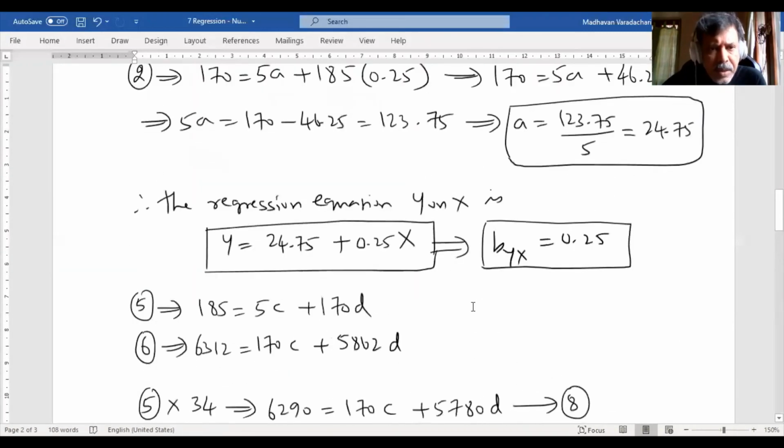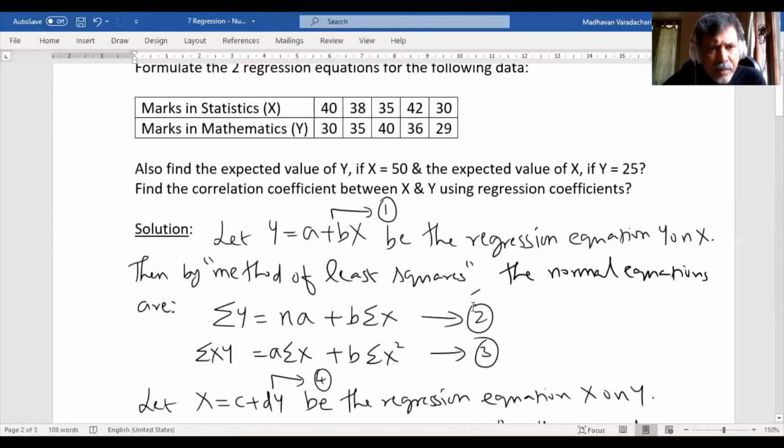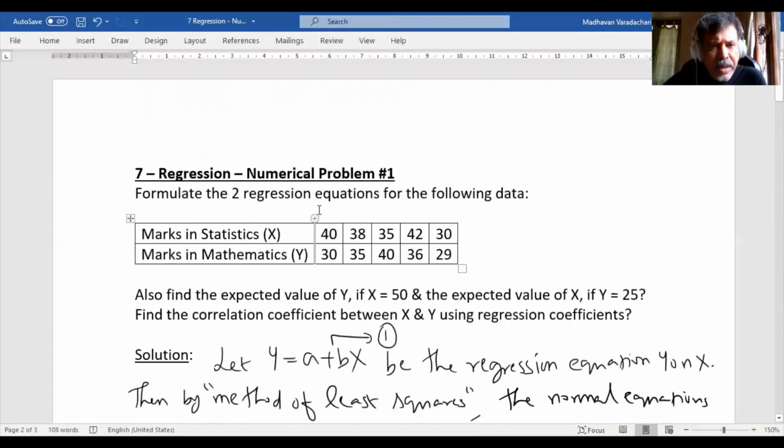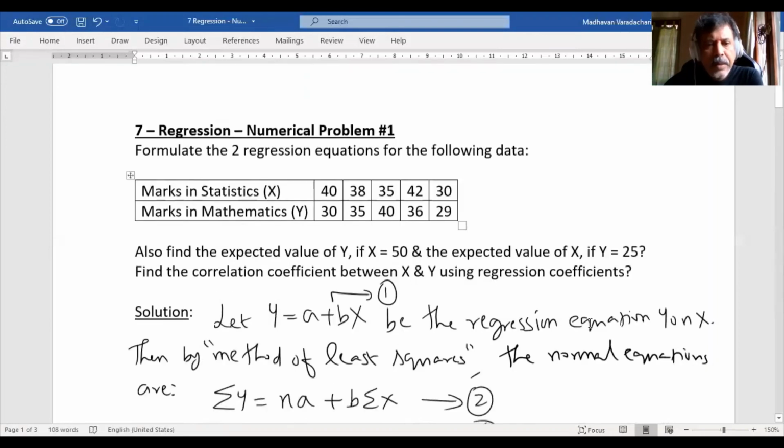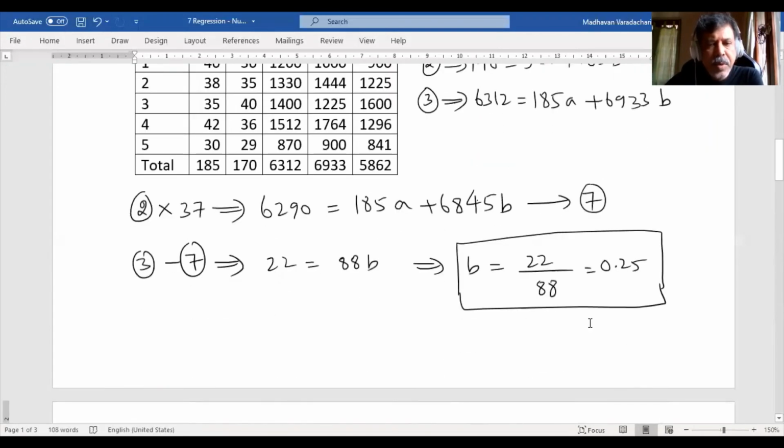I think we solved all three questions. The first question was to formulate the regression equations. We did it. Then we found the value of y for a given value of x. Then we found the value of x for a given value of y. Then we also found the correlation coefficient between both these variables, and that too using regression coefficients. Yeah, this is the solution for this problem.